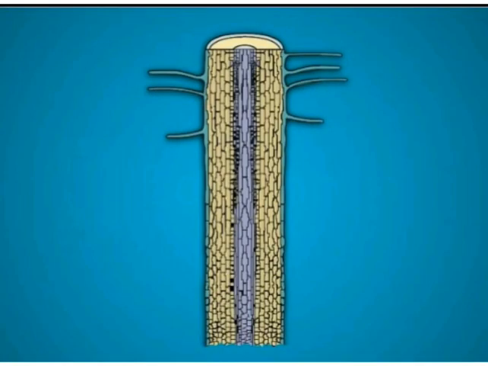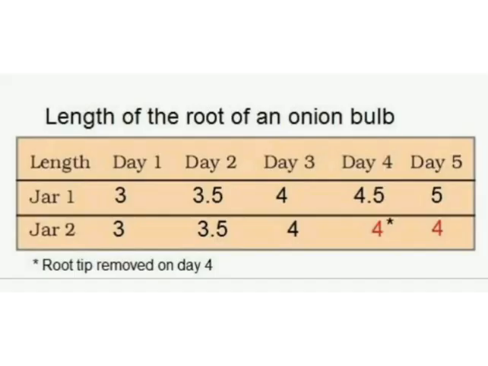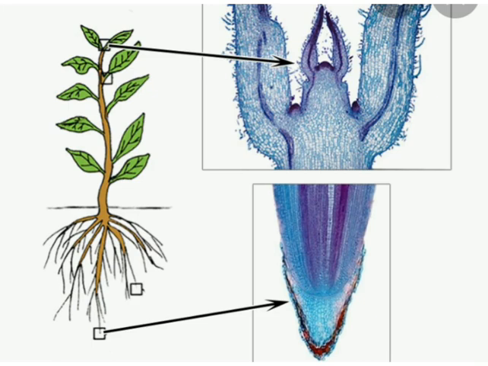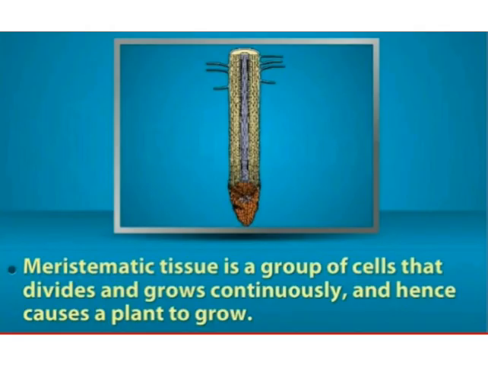We can see that after the root tip of the onion bulb in jar 2 is removed, no change in growth occurred. It is because the dividing tissues are located only at these points. This tissue, which has the fast dividing cells located at the growing tip of a plant, namely root and shoot tip, is called meristematic tissue or meristem.